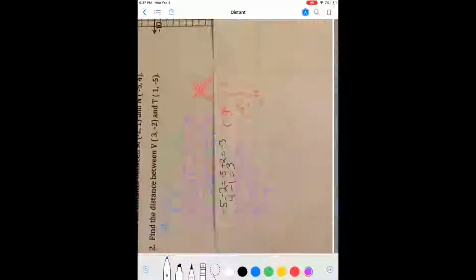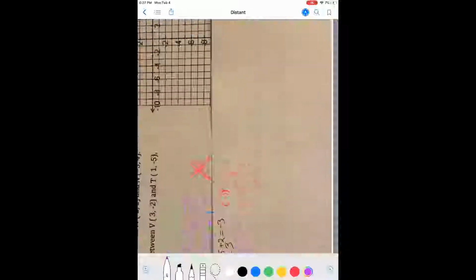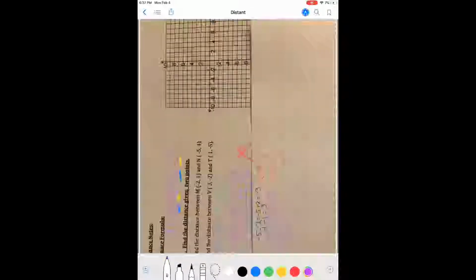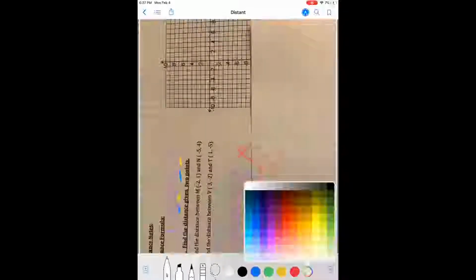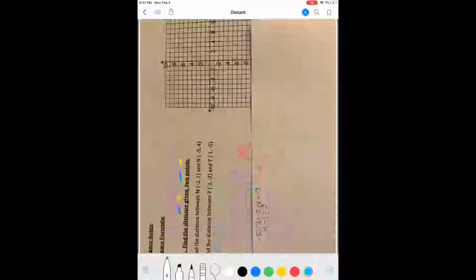Now we're going to go on to number 2, and I'm going to use a different color, and we're going to come all the way over here. For number 2, we're given V is (3, -2).